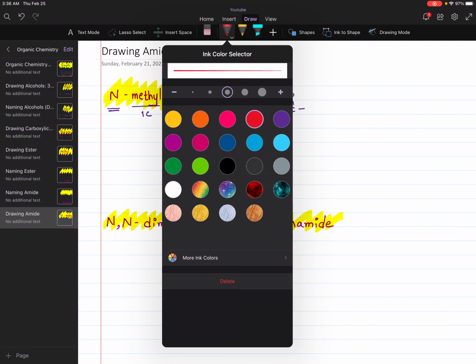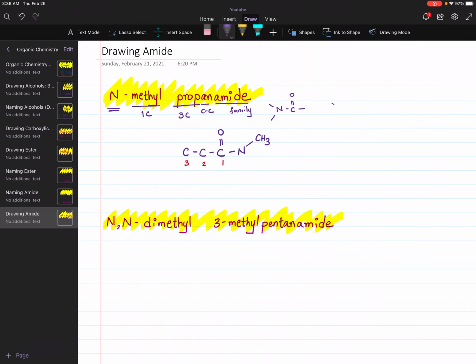A fun fact: amides are produced when a carboxylic acid reacts with an amine. Right, going back. Now we will saturate all the carbons with hydrogen. Carbon number 1 already has 4 bonds, so no more hydrogens are required. Carbon number 2 has only 2, so it requires 2 more hydrogens, and carbon number 3 has 1 bond only, so it requires 3 more hydrogens.